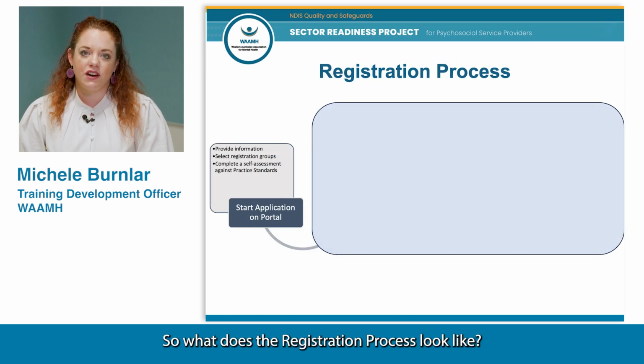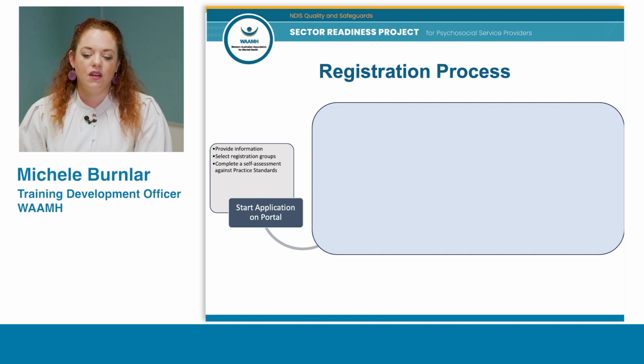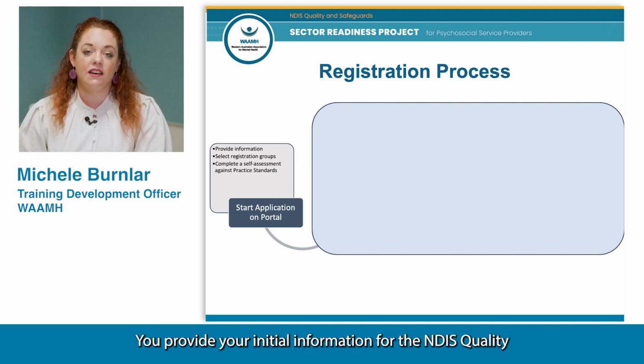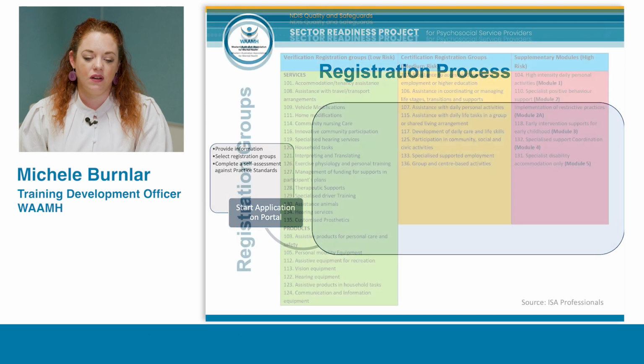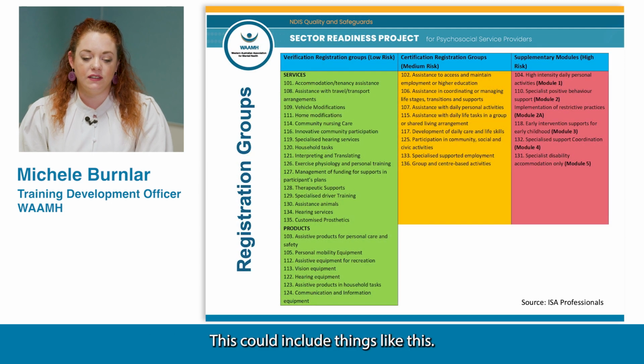So what does the registration process look like? You provide your initial information to the NDIS Quality and Safeguarding Commission and you select your registration groups, which activities you will be registered to undertake. This could include things like this.